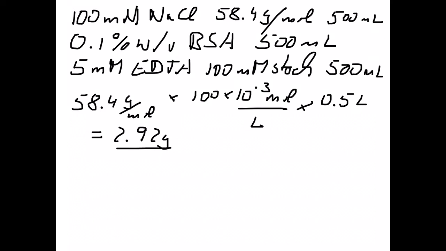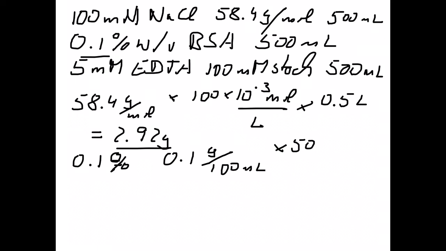Now we have a 0.1% weight per volume BSA. So 0.1 actually means 0.1 gram per 100 milliliter. That's the definition of percent. Since we have 500 milliliter, we just multiply that by 500 milliliter and we get 0.5 gram for the BSA.